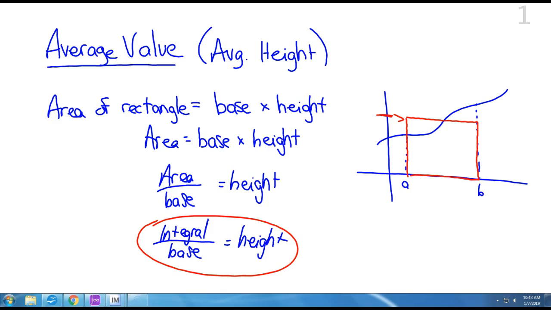So average value. It's average y value. I don't write it that way, but average value equals the integral divided by the base. And what you're finding is the average y value. This is a good thing to come back to because it'll review how to actually solve it. I know it's been last year we did all that stuff.